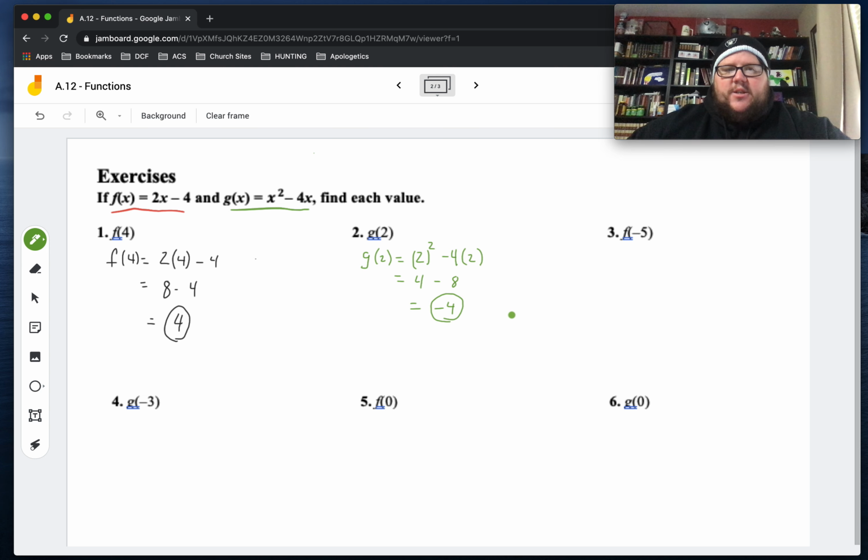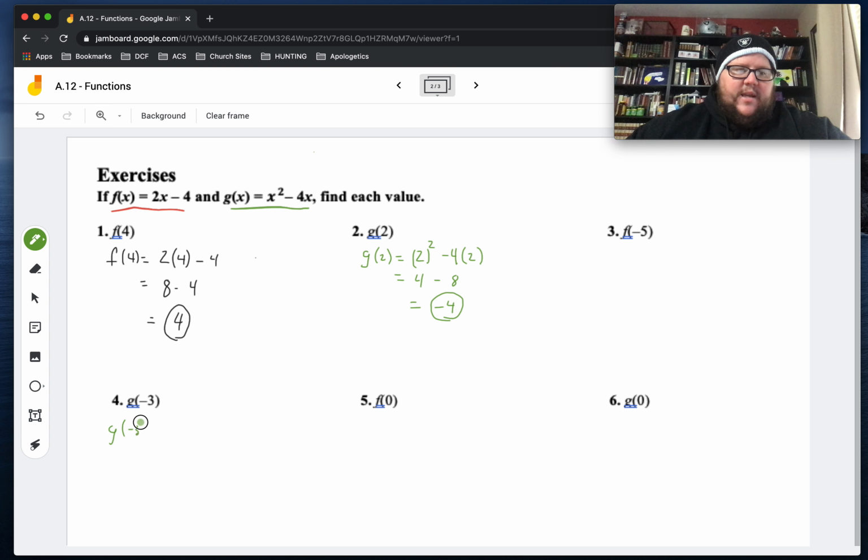So that's our answer. If I wanted g of negative 3, I'm going into function g and putting negative 3 in for x. So g of negative 3. And this is why I like to put my parentheses. Negative 3 squared minus 4 times negative 3.